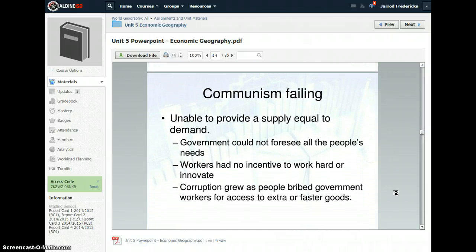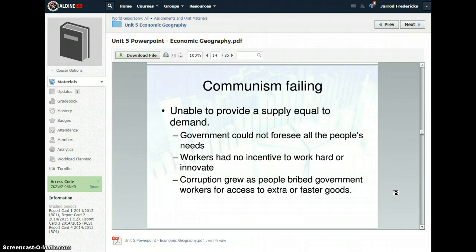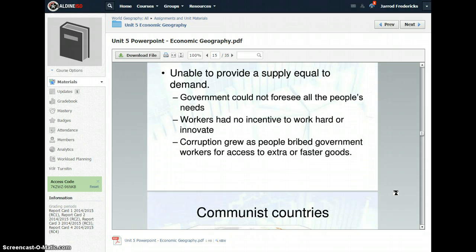Communism's failing is that it is unable to provide a supply equal to demand, because the government cannot foresee all of the people's desires and needs years in advance. Also, workers all being paid the same gives them no incentive to work harder or to innovate and work better, because they know that they'll still get a paycheck. Finally, corruption grows in communist societies, or at least it has historically, because people would bribe government workers for access to extra or faster goods. Because demand would rise, supply would not, and therefore they would fight to see who could get the goods.